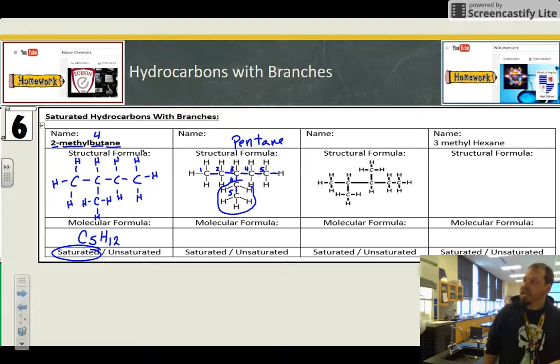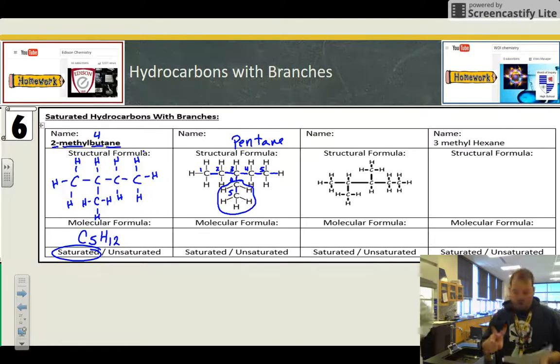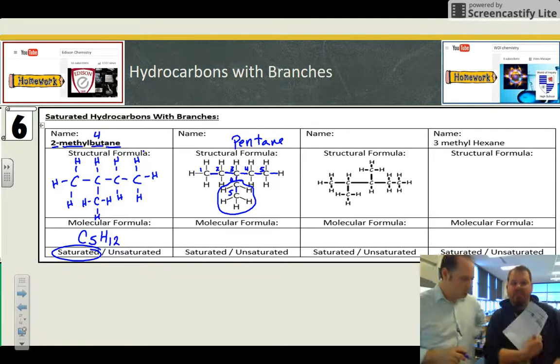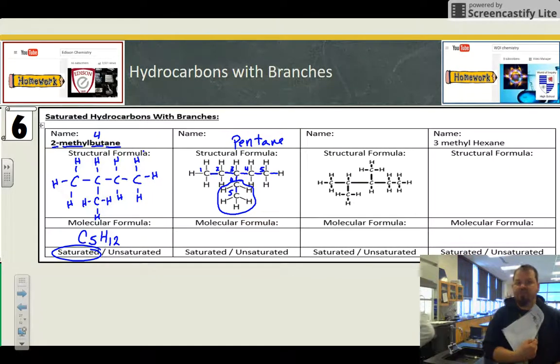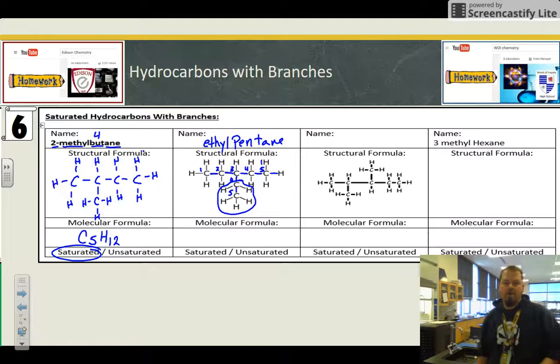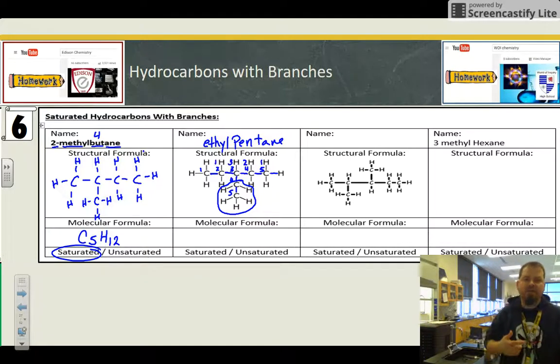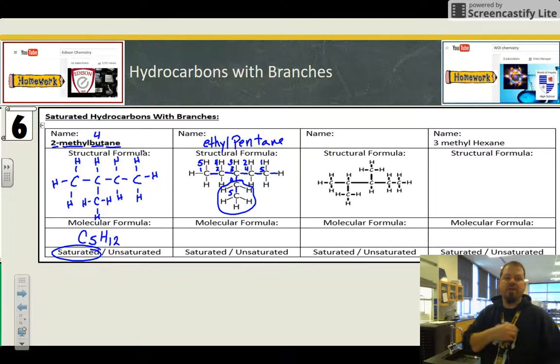So I have pentane. Now I have a side chain with 2 carbons. 2 carbons is eth, and we're going to take ethane and turn it to ethyl. So that's going to be ethyl. And then we need a location. Either way I count that side of the parent chain, it's on the 3rd carbon. If I count it from right to left, instead of left to right, it's still on the 3rd carbon. So this is 3-ethyl pentane.